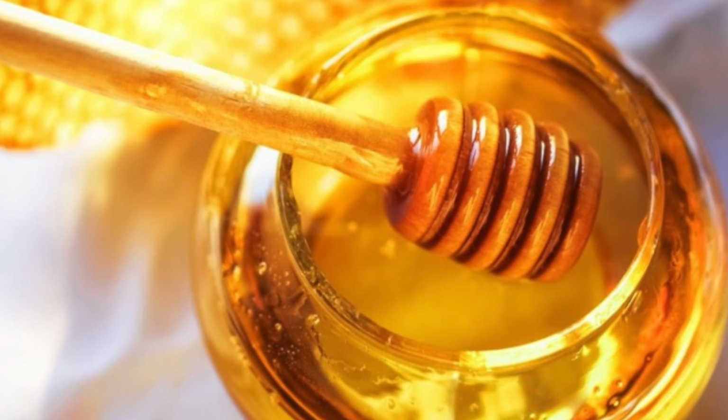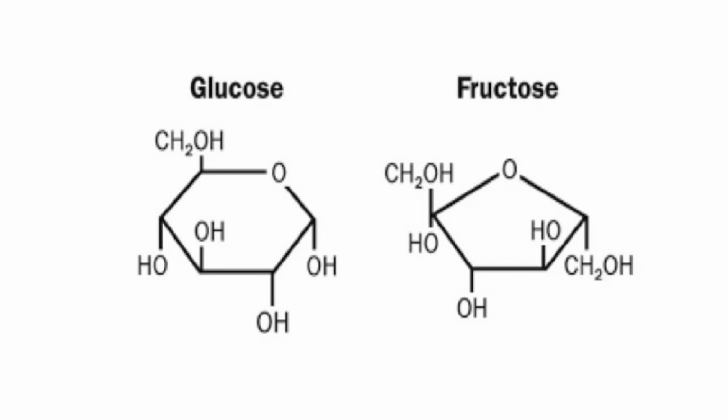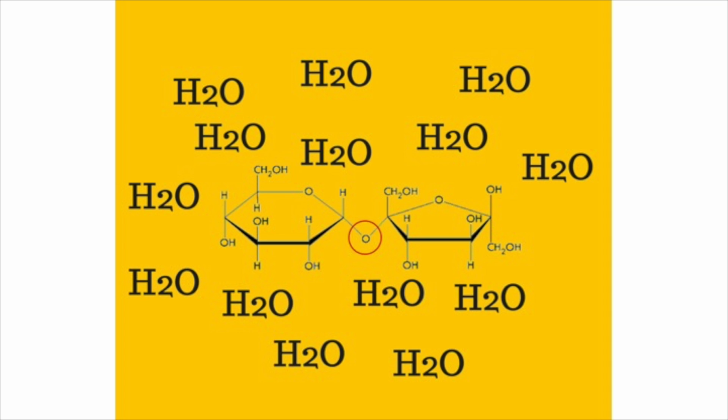Our first natural example is honey. The main contributors in honey that give it its moisturizing properties are glucose and fructose. These molecules act as humectants because they're very polar and have many OH groups coming off of the ring and will attract water molecules towards it.